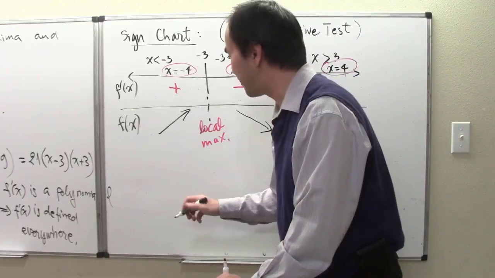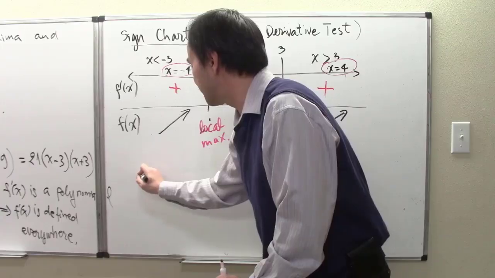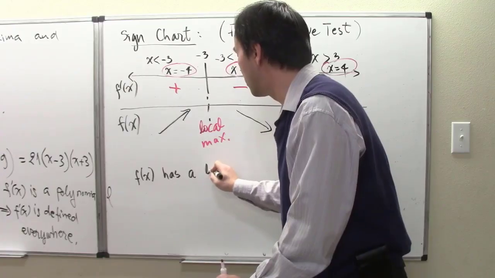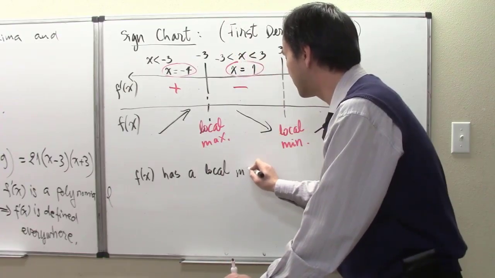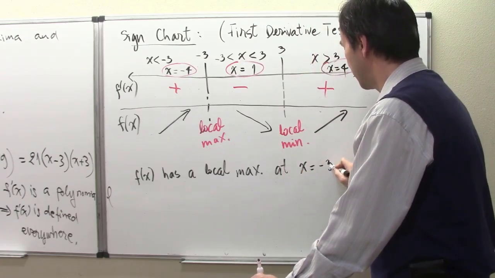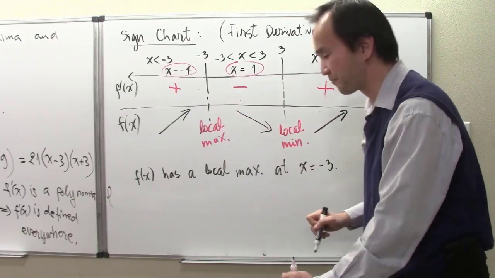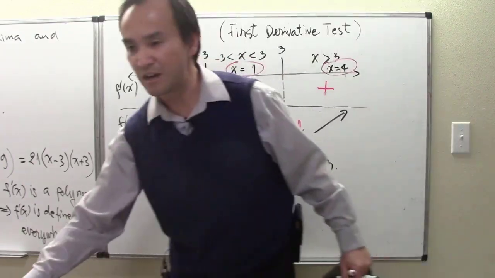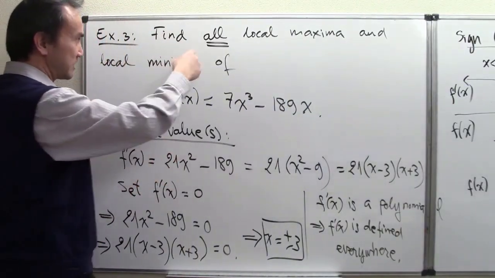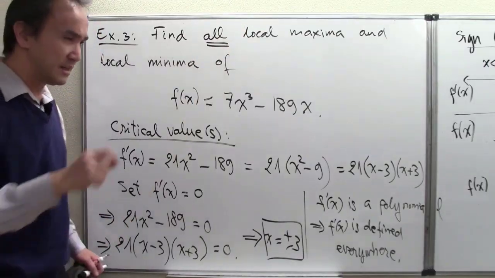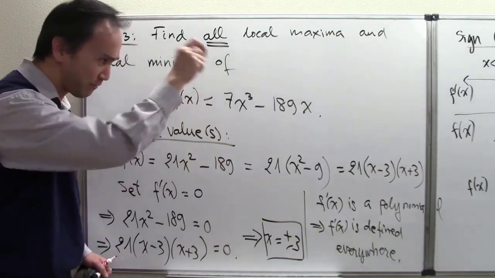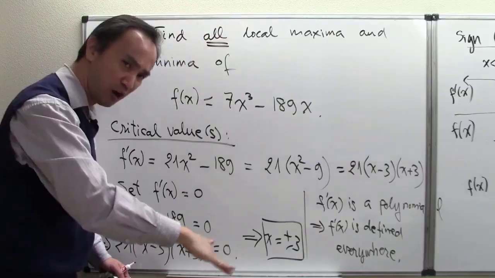So now I'm writing my final statement right here. So f of x has a local maximum at x equals negative 3. So we nailed down where we found a local maximum. But then the problem allows me to remind you about the wording right here. The wording is asking to find all local maxima and all local minima. Meaning, after indicating where you found them, you have to also indicate how high or how low it reached.